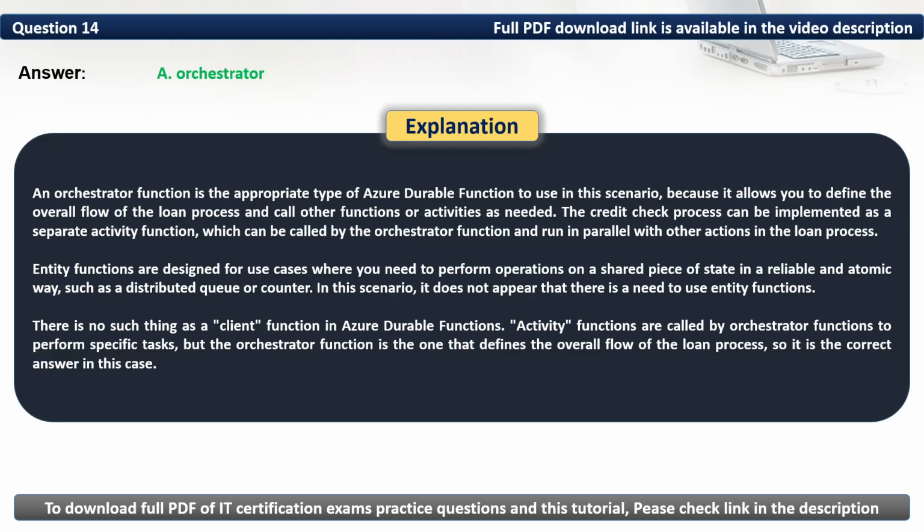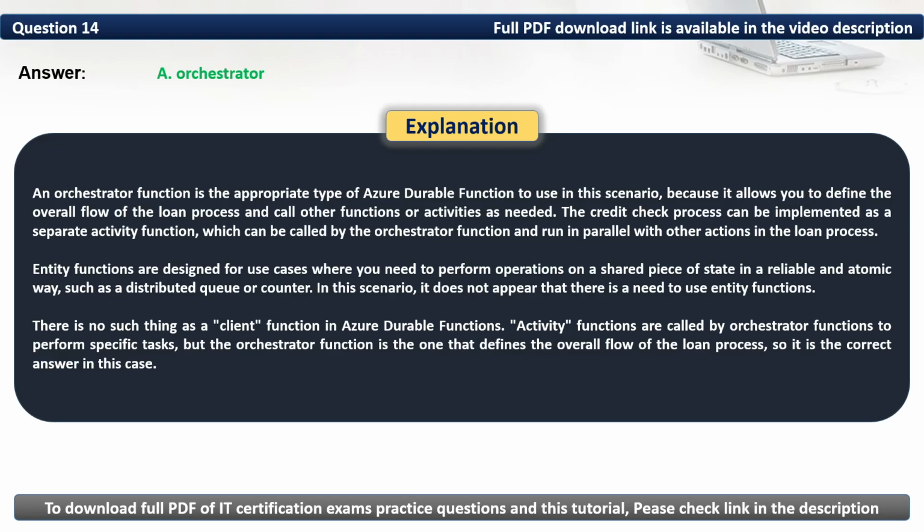An orchestrator function is the appropriate type of Azure durable function to use in this scenario because it allows you to define the overall flow of the loan process and call other functions or activities as needed. The credit check process can be implemented as a separate activity function, which can be called by the orchestrator function and run in parallel with other actions in the loan process.